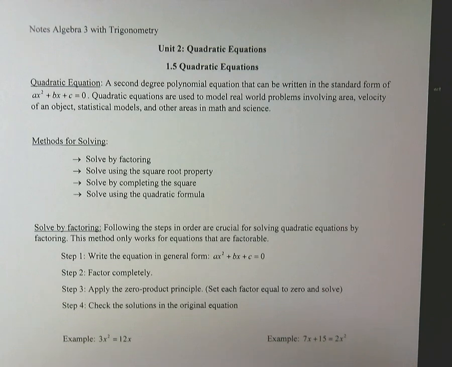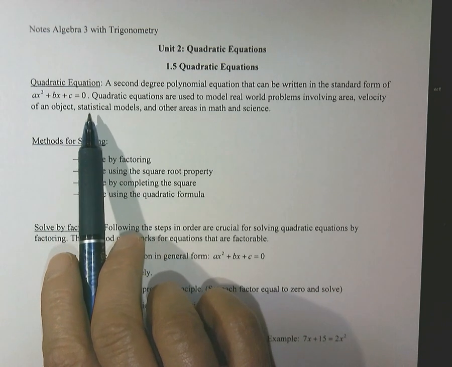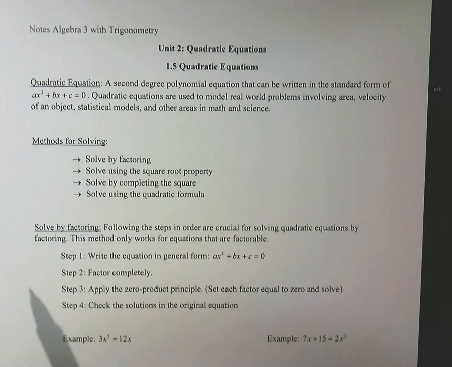I'm going to split these notes up into two different sessions. This first session, we just talk about what a quadratic equation is. So it's a second degree polynomial. It's in the form ax squared plus bx plus c. A graph of a quadratic function would be a parabola, and we'll do more with this later on.